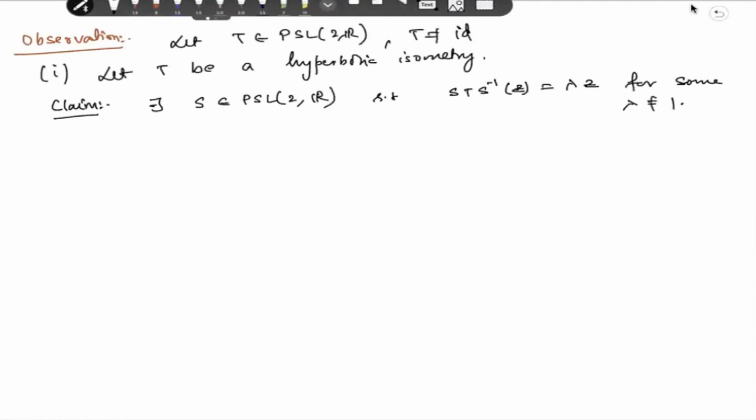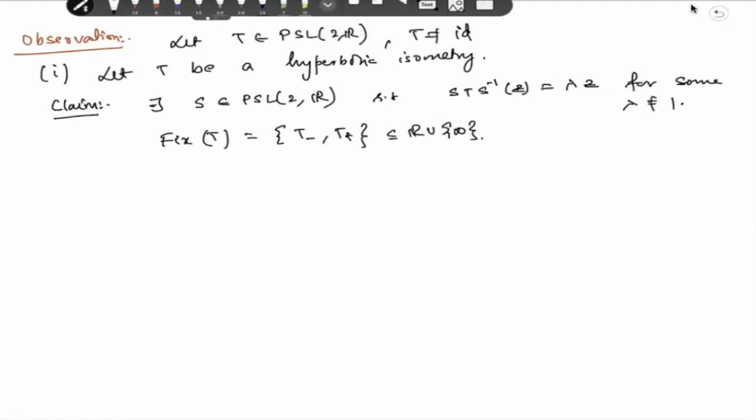You can think in terms of linear algebra also. Corresponding to T, you have a 2 by 2 matrix ABCD, where A, B, C, D belong to R and AD minus BC is equal to 1. It says that the matrix can be diagonalized in this context. We have a geometric proof of that here. We have taken T to be a hyperbolic isometry, so the fixed points of T will be just 2 distinct points in R union infinity.